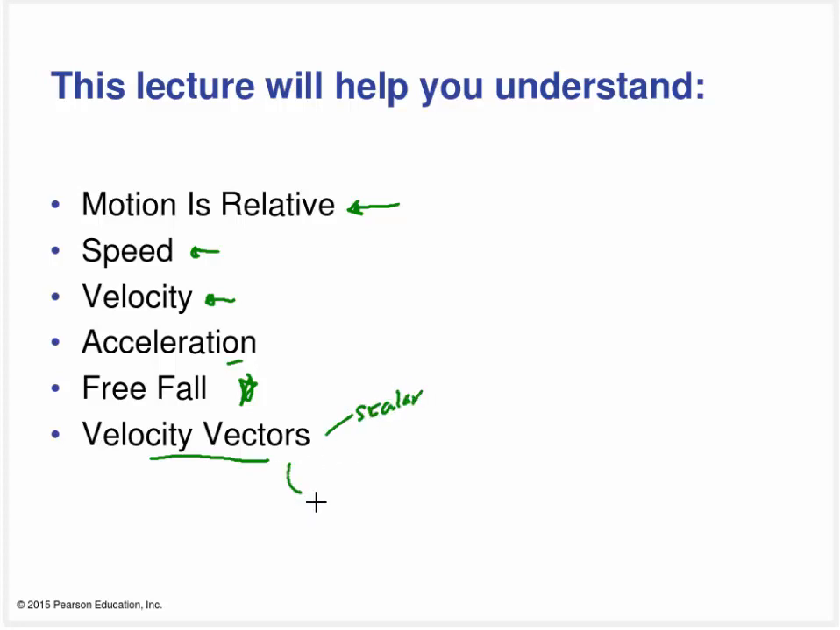Turns out that a vector has a magnitude and a direction. A scalar just has a magnitude, or a number associated with it.